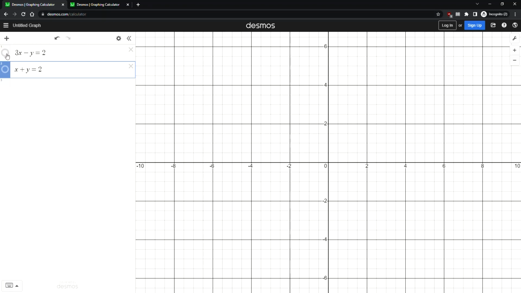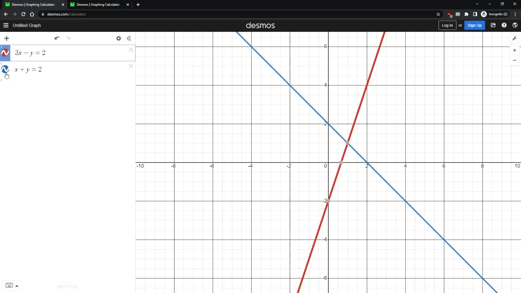If we graph the first of these equations here, we can see that every single point on this line satisfies this equation. If we take 3 times the x coordinate minus 1 times the y coordinate, this will be 2, and you can check that for yourself if you want. If we also look at all the points that solve the equation x plus y equals 2, we can see that most of them are different except for the point (1, 1).